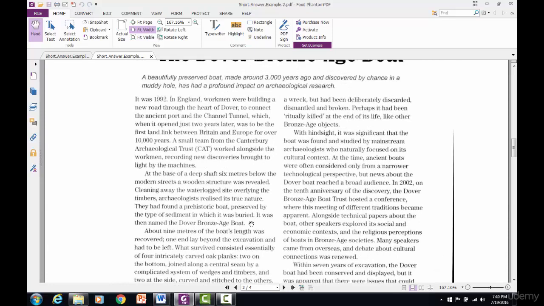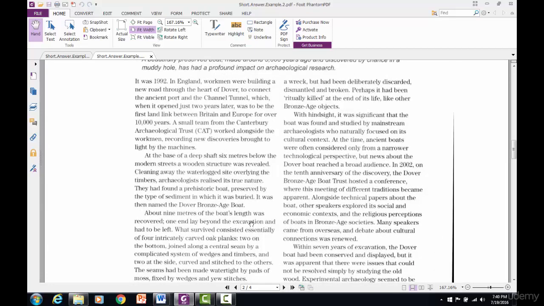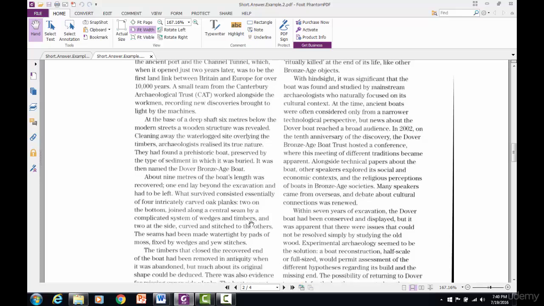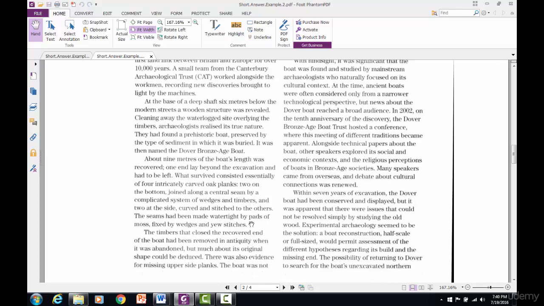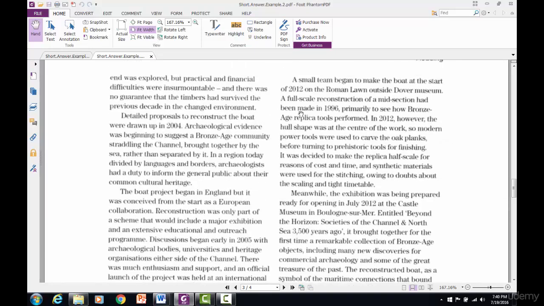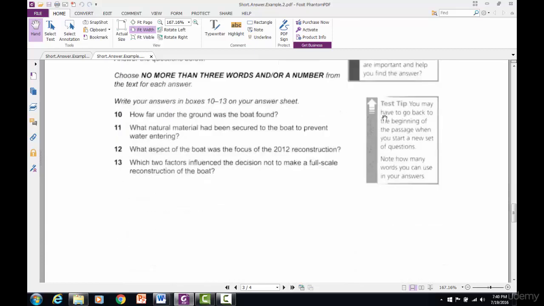I found 2012, but I'm going to look on this first page and make sure I don't see 2012 again. As I was scanning up, I saw the number 2012, but I don't see it on this page. I see 2002, but I don't see 2012. All right, and here's 2012 over here, and here we have 2012. So our question says, what aspect of the boat was the focus of the 2012 reconstruction?